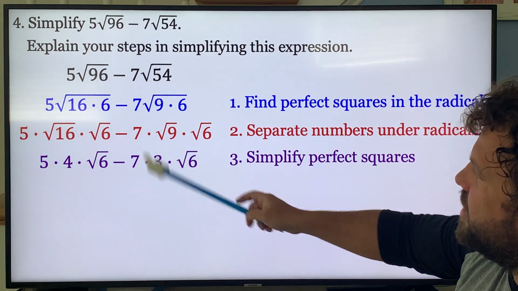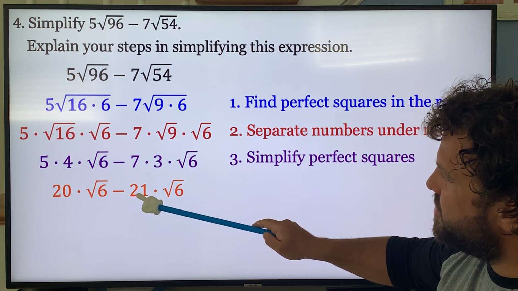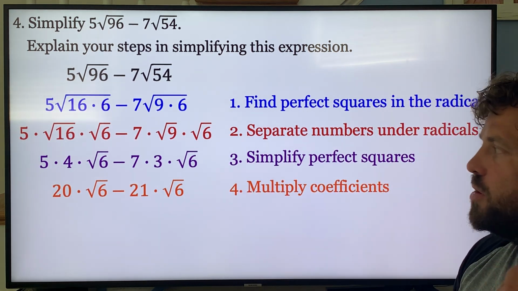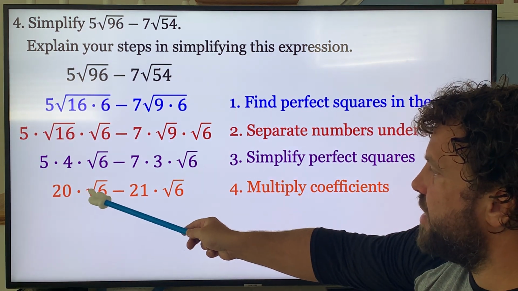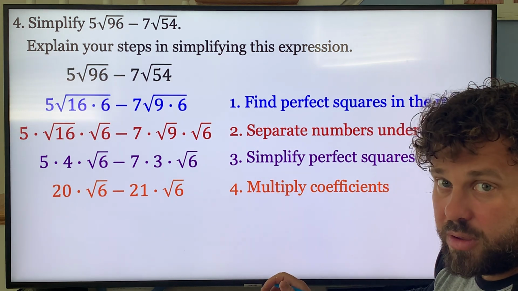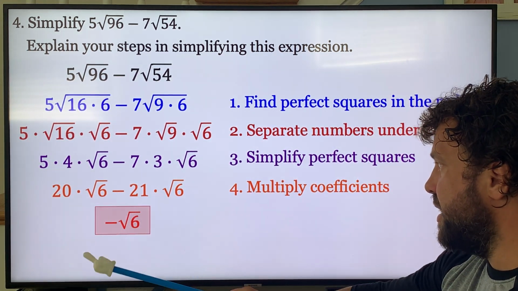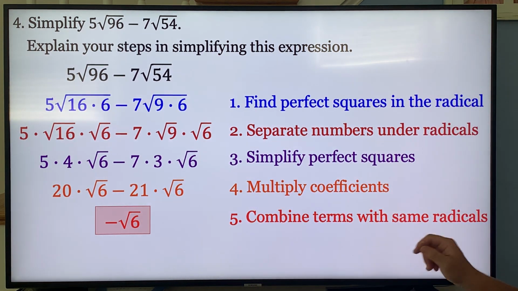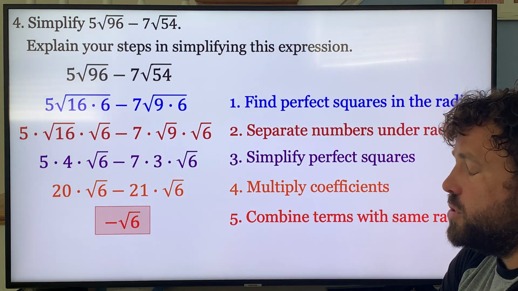Changing a lot here. All right, so now what you do is you're going to multiply the numbers. 5 times 4 is 20. Negative 7 times 3 is minus 21. What you're doing here is you're multiplying the coefficients. And now your last step, 20 radical 6 minus 21 radical 6. Well, they share the same radical next to it, so 20 minus 21 is just a negative 1. So your answer is negative radical 6. You're combining the terms with the same radicals. That's it. Your solution is simplified.